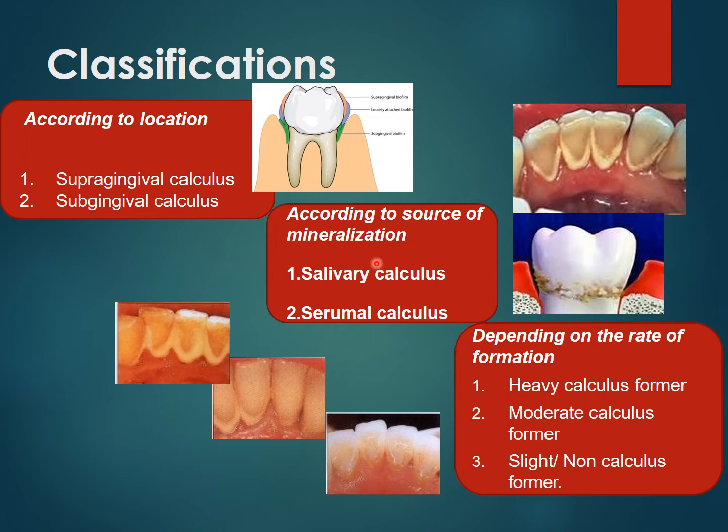There are two sources for the mineralization of plaque: saliva, and the serumal or gingival crevicular fluid. This forms salivary calculus or serumal calculus. Salivary calculus is usually the supragingival one, and serumal calculus usually forms the subgingival calculus. The third classification depends on the rate of formation: heavy calculus former, moderate calculus former, and slight or non-calculus former.